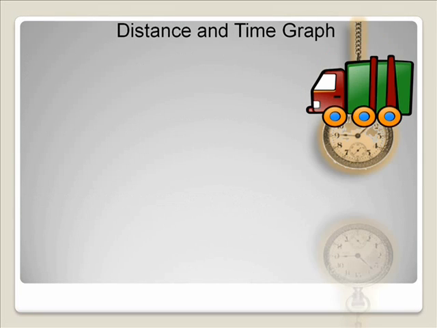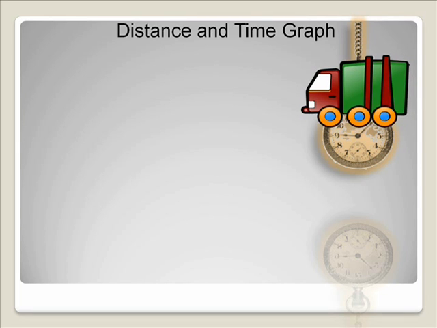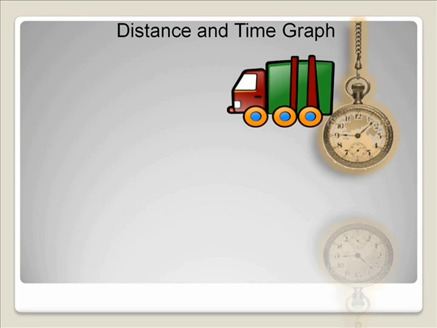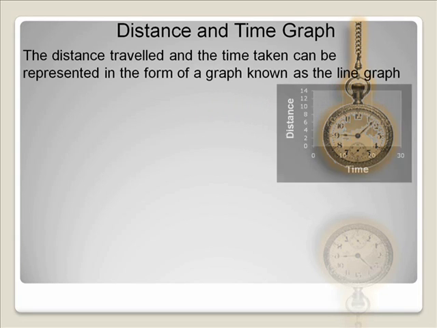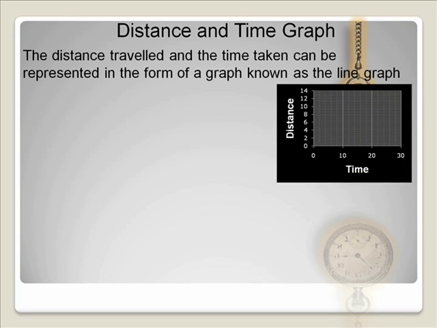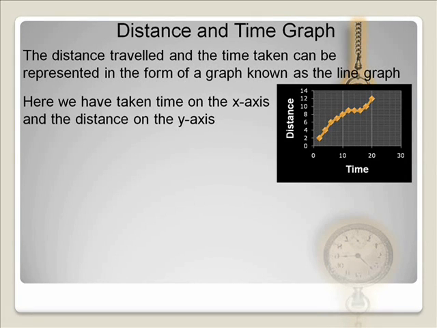A vehicle does not travel at a constant speed through its journey. If we note the distance at equal intervals of time traveled by the object, we will get a clearer picture of its speed at different points of time. The data of the distance traveled and the time taken can be represented in the form of a graph known as the line graph. It is created by plotting a series of data points and then connecting them to form a line. Here we have taken time on the x-axis and the distance on the y-axis.